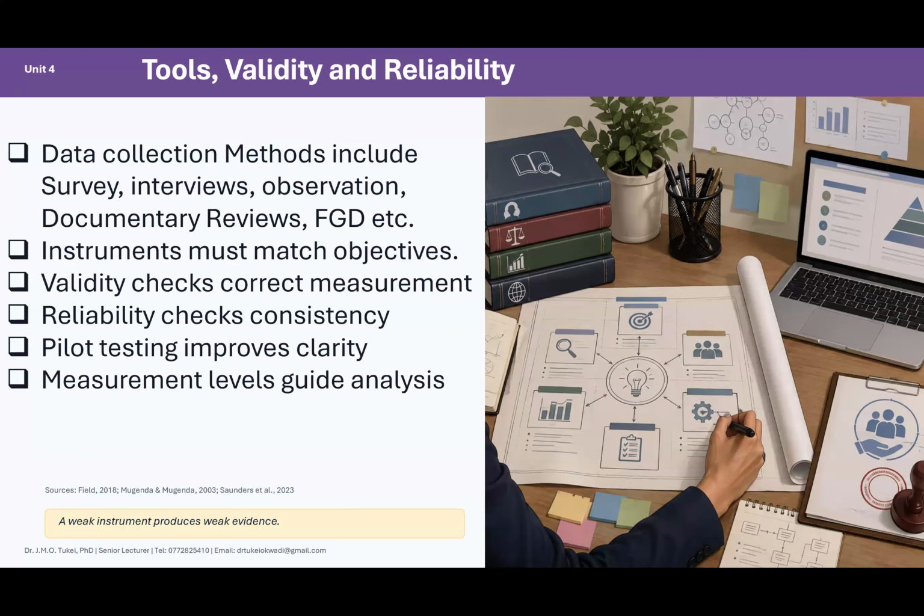I want to engage you. Which objective is addressed by each question in your proposal instrument? I want you to be checking yours. The key message here is a weak instrument produces weak evidence, regardless of the software used later.